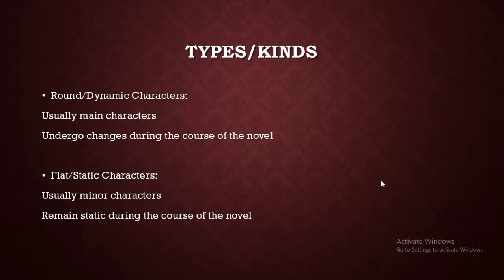So such characters are termed as round or dynamic characters, who change from the beginning to the end of the novel. Then we have flat or static characters, and the word static refers to something which is still and which does not move. So usually the minor characters do not develop from the beginning to the end of the novel, and they remain static during the whole story. They do not change much.